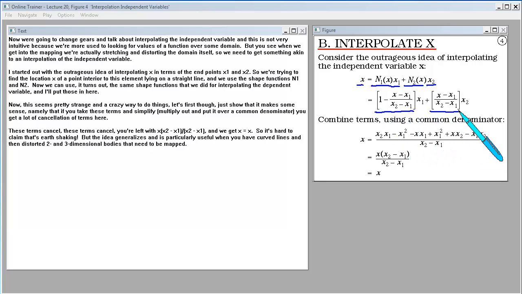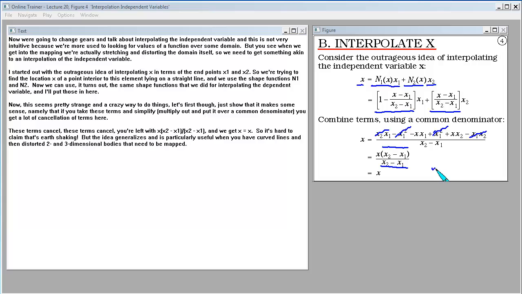Now, this seems pretty strange and a crazy way to do things. Let's first, though, just show that it makes some sense, namely that if you take these terms and simplify, multiply out and put it over a common denominator, you get a lot of cancellation of terms here. These terms cancel, these terms cancel. You're left with x times x2 minus x1 over x2 minus x1, and ta-da, we get x equals x.